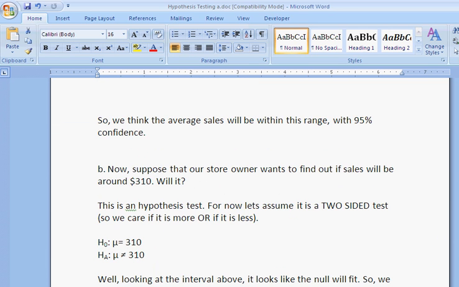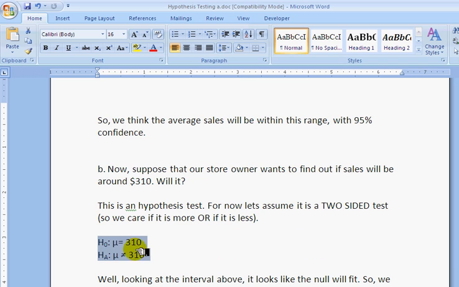Now, suppose the store owner wants to find out if sales will be around $310. Will it? Well, this is a hypothesis test. For now, let's assume it's a two-sided test, so the store owner cares whether sales will be more or less. That means that we will have a null hypothesis of 310 and an alternative that's built as not equal to, so it's a two-sided test.